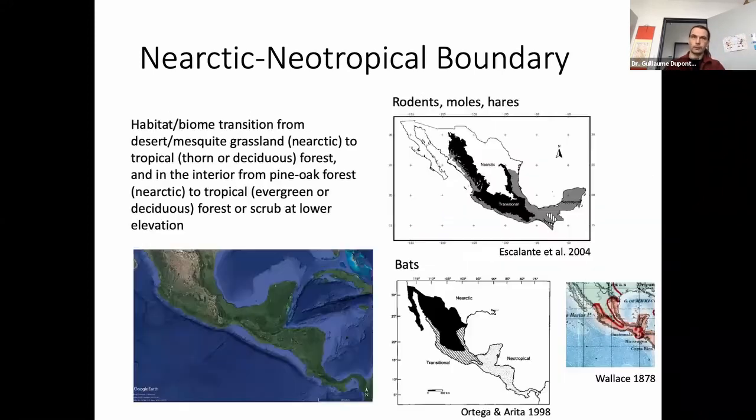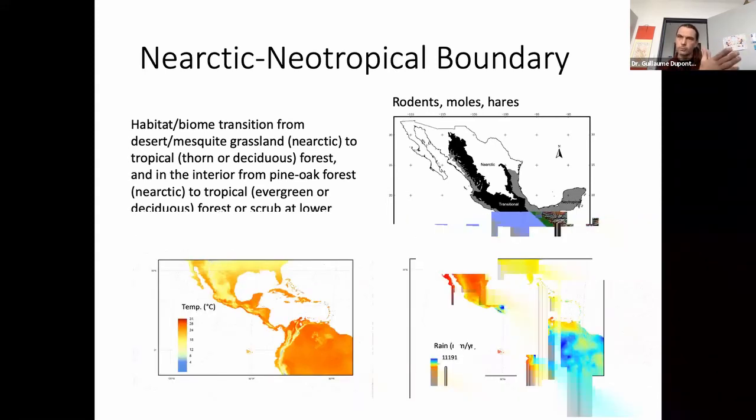And we actually see, if you look at the satellite image, these dry conditions are reflected in this kind of brown tone, which reflects grasslands and deserts. And then we go into forest. People have looked into this transition for different groups of animals. Here I show a map for small mammals, rodents, moles, and hares, and here for bats. They plotted the distribution of multiple species from the tropics and from what we call the Nearctic, and looked at where the range boundaries are.